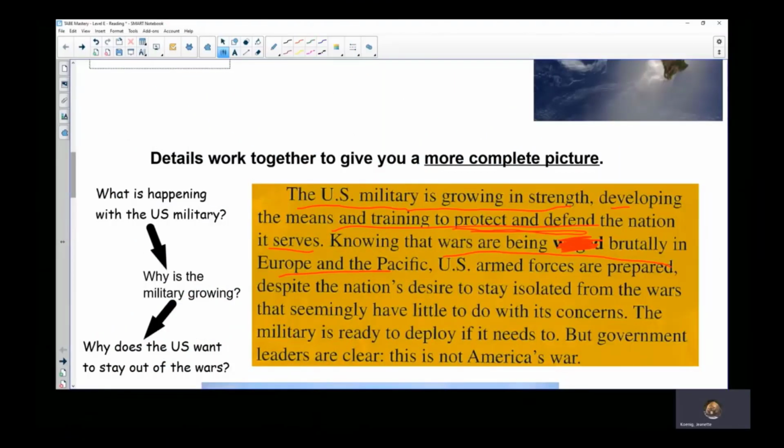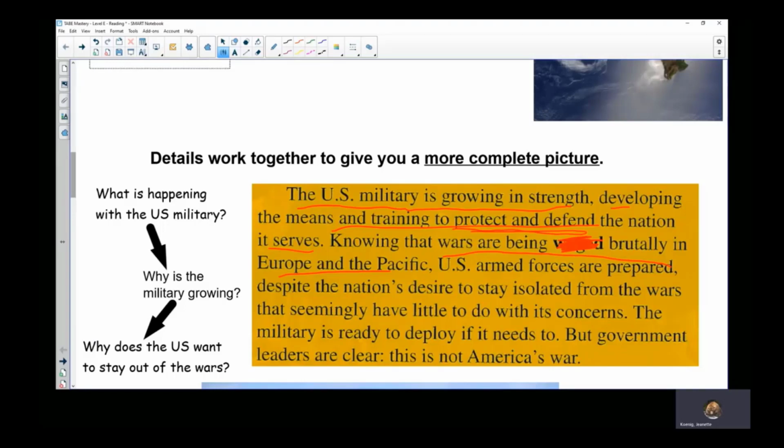So we're growing in strength. Why? Because the whole world is at war and we're just a little nervous. We want to have some sort of preparation just in case the worst happens. Now, as you pointed out, this is not America's war. We want to stay out of the war. Why do we want to stay out of the war? So let's look at the rest of the details.